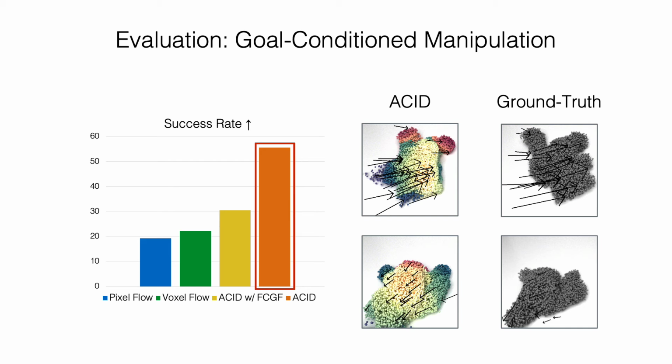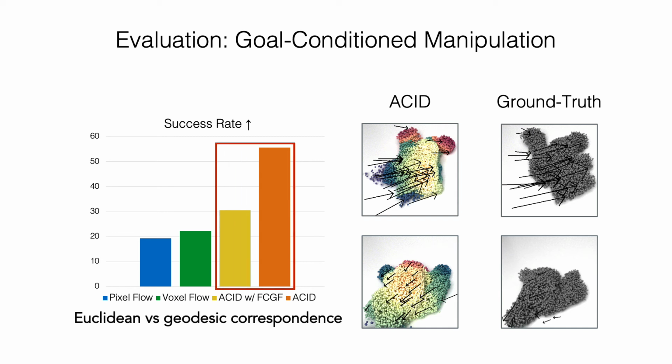Benefiting from the continuous and compact neural implicit representation, ACID can predict consistent and smooth action-conditional flow. In addition, these results are on the unseen test object. ACID can generalize learned visual dynamics to this unseen object.